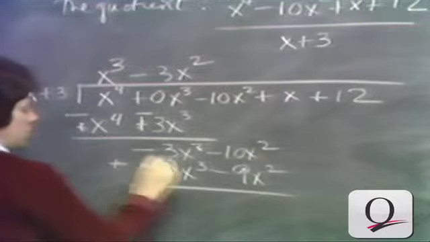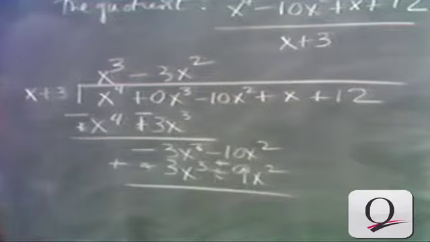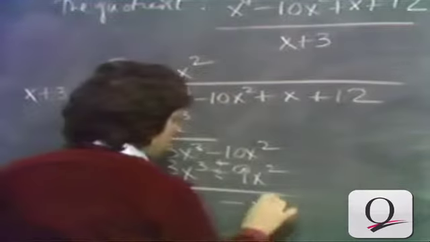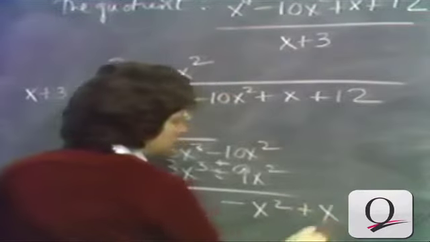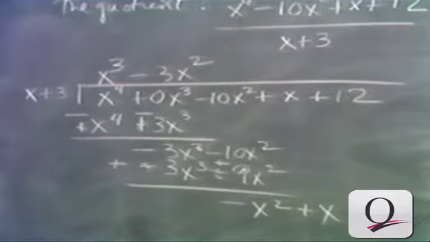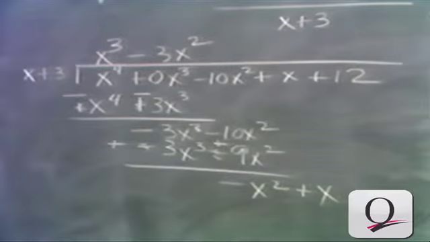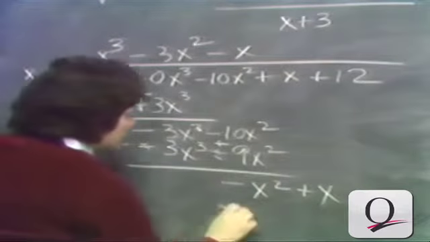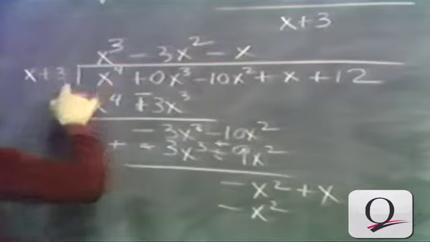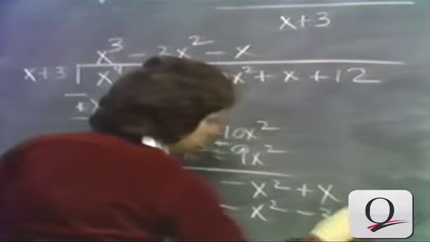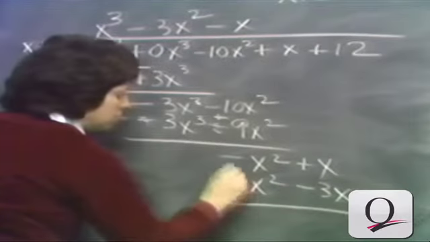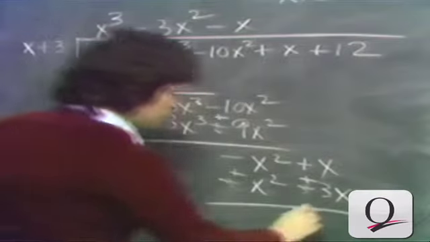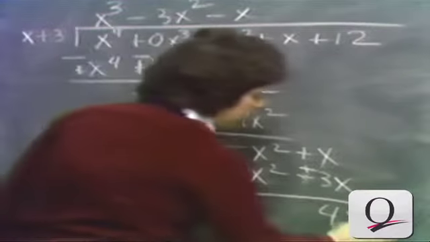Changing the signs and adding, we get minus 10x squared plus 9x squared, minus x squared plus x. Bringing down the next term. How many times does x go into minus x squared? Well, minus x times. Minus x times x is minus x squared. Minus x times plus 3, minus 3x. Changing the signs, in this case plus, and adding, gives us 4x. Bring down the next term.